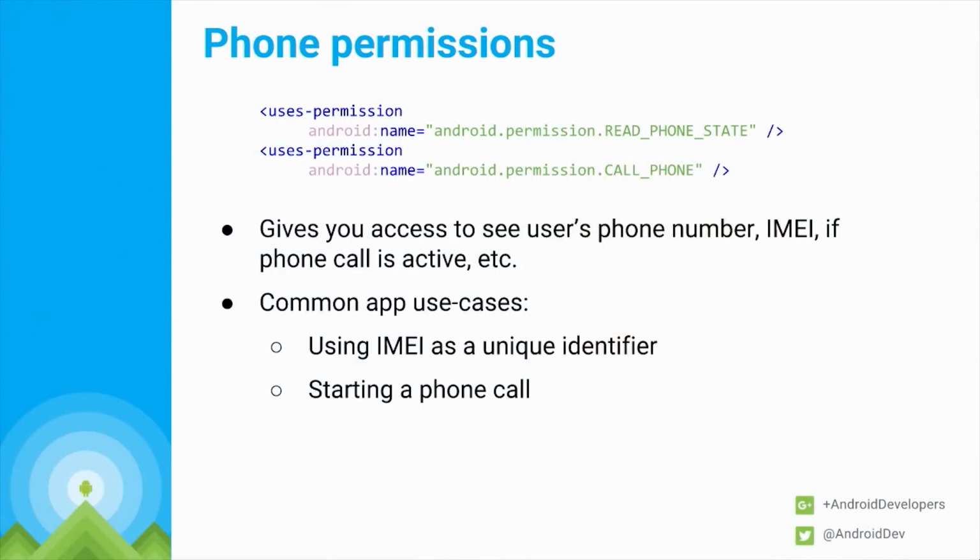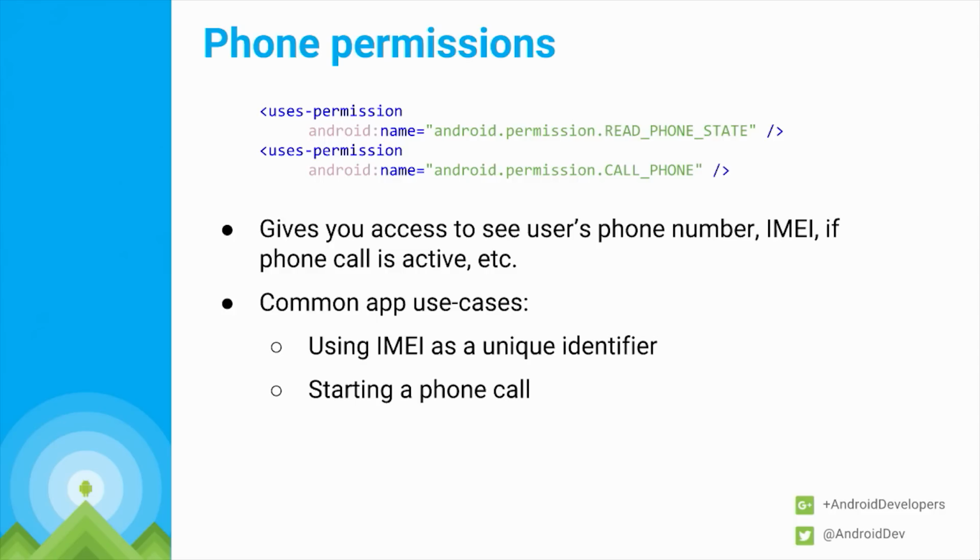Let's talk about phone. A couple permissions that fall under that category: read phone state and call phone. And these are pretty powerful too. When you think about it, they give you access to see the user's phone number, to see their IMEI, to read the current state of the phone. Are they in a phone call or not?